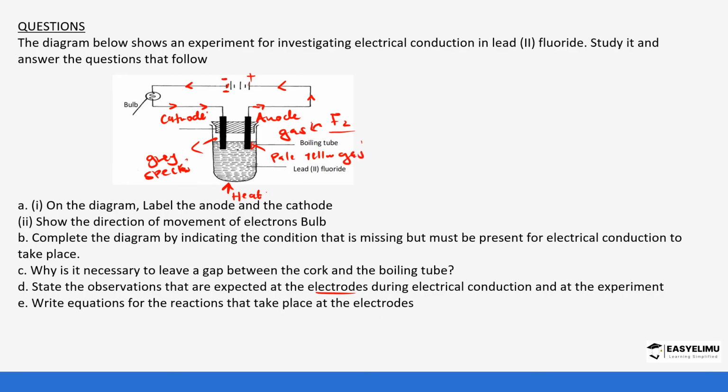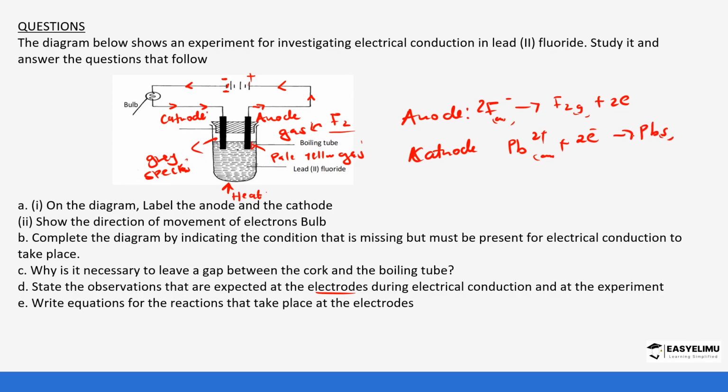The equation that takes place at the electrodes. So at the anode, we always start with the anode. So the fluoride ions will lose 2 electrons to form fluorine gas. So we balance out, this is aqueous. And then at the cathode, those 2 electrons are gained by the lead ions to form lead solid. And then why should this experiment be carried out in a fume chamber? Because of the fluorine gas that is going to be produced, which is very poisonous.